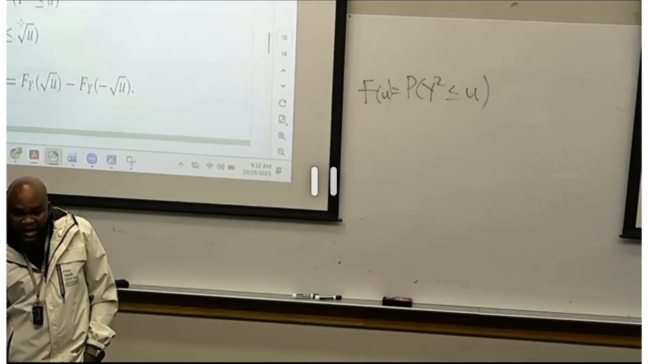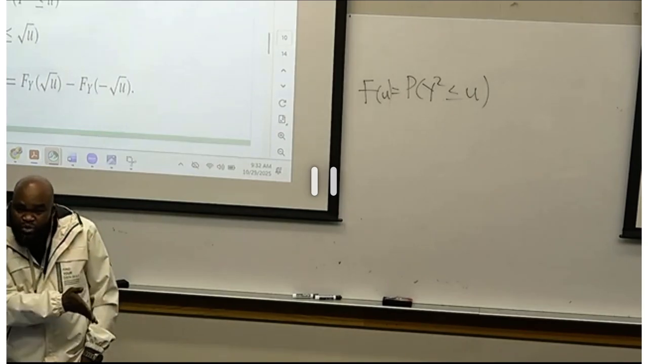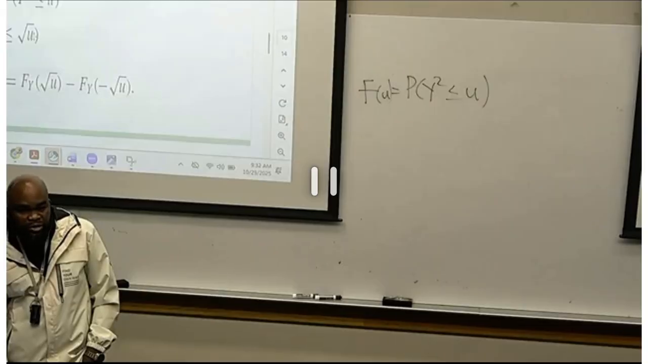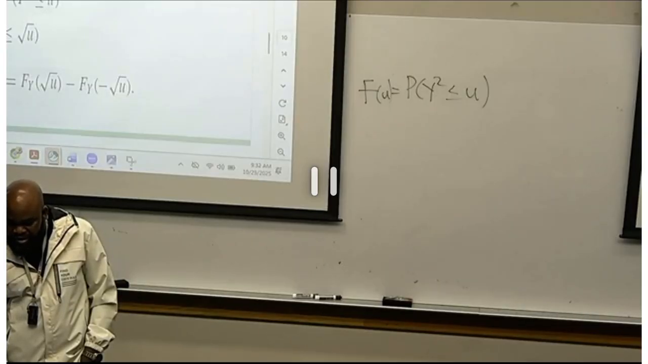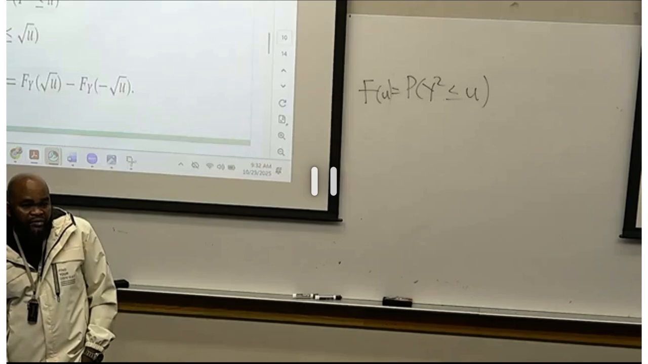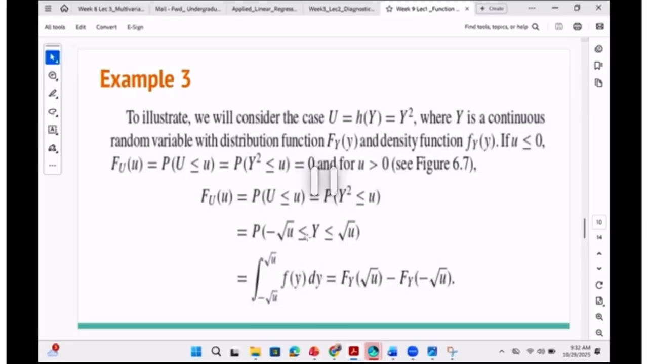I can write y lying between the negative of square root of u and the positive of square root of u. So what I'm trying to say, this guy is the same thing as this guy. Y squared less or equal to u is the same thing as y lying between negative root of u and positive root of u. Now I want to find the probability of y, using whatever f of y is given. So here, the limit of the integration is going to be negative square root of u to square root of u, f of y dy.